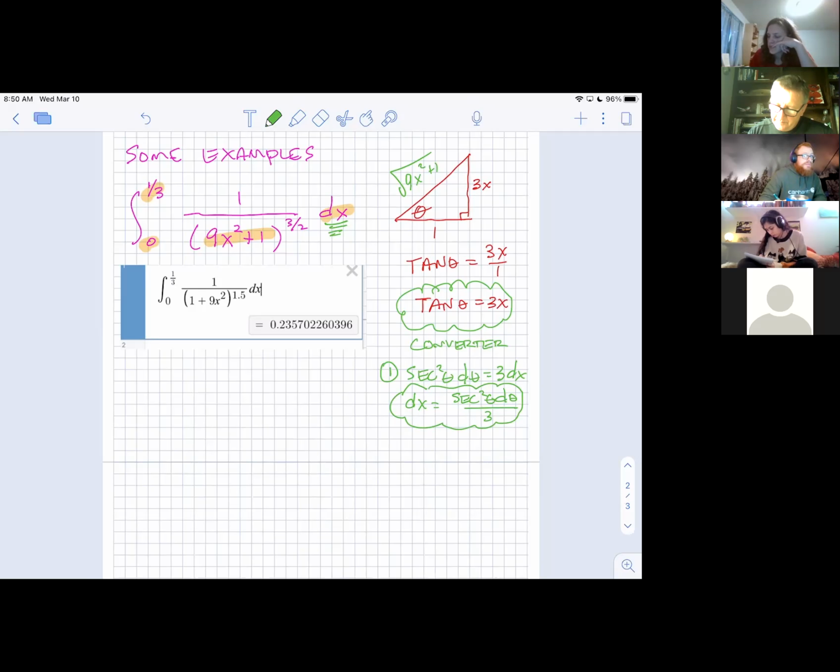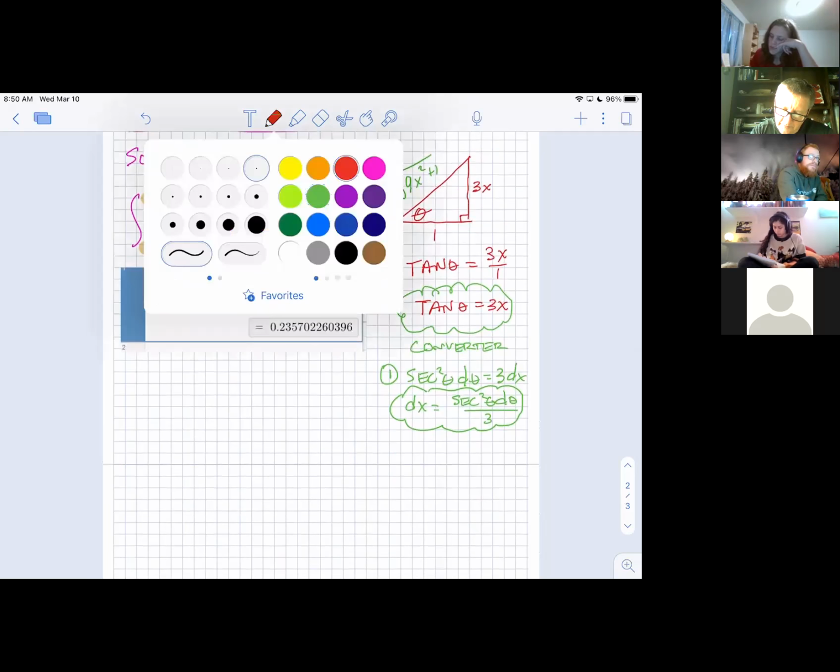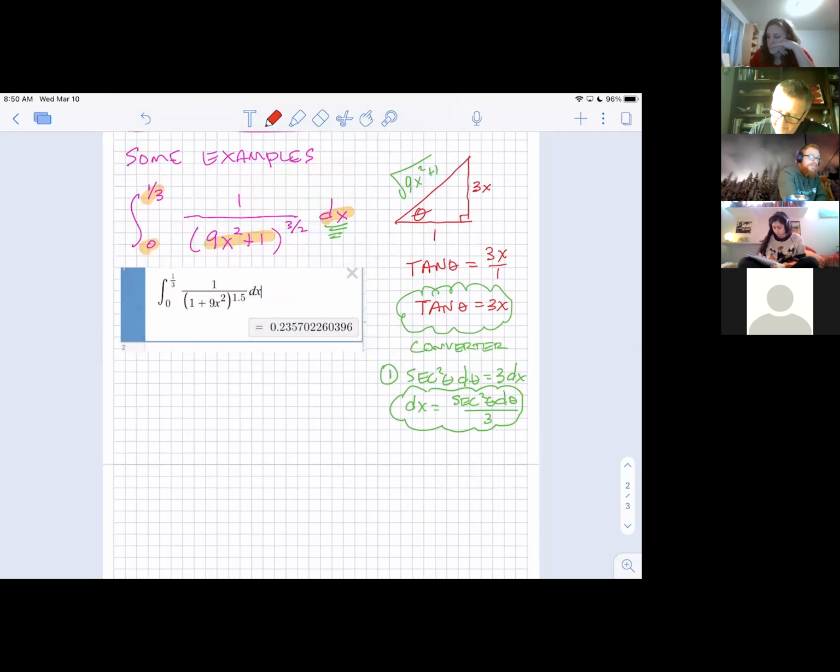And secondly, since I've got an x over there, I know that x would have to be equal to the tangent of theta divided by 3, or 1/3 tangent of theta. And so there's another thing that I'm switching out. And then lastly, those limits of integration. If x equals 1/3, then I guess that would mean the tangent of theta equals 3 times 1/3, which is 1.